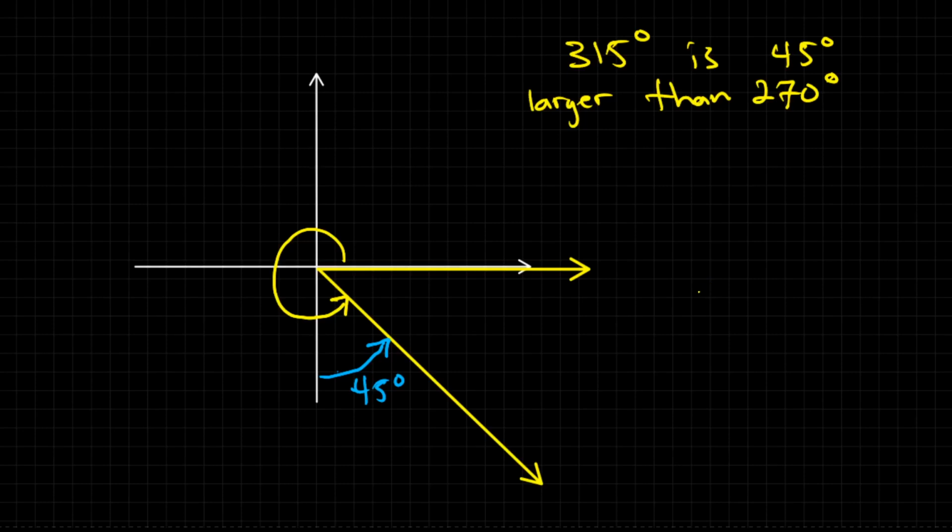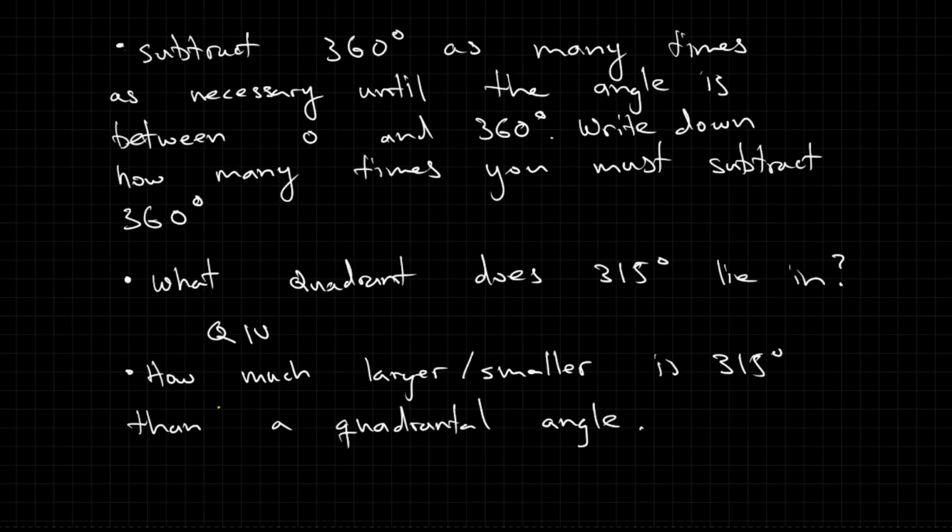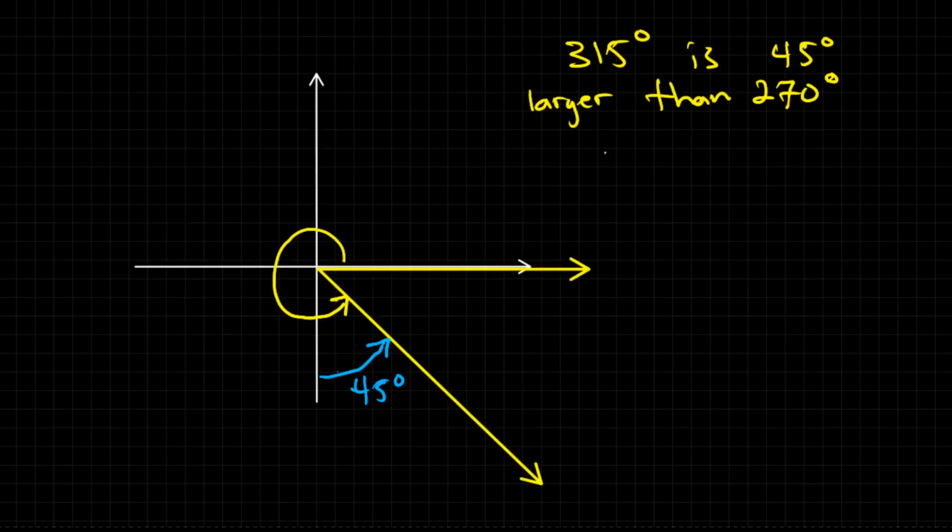So now that we've done this, if you go back to the last step, it says to answer the question how much larger or smaller is 315 than a quadrantal angle. And we figured out how much larger it was than the quadrantal angle 270 degrees. But you could just as well figure out how much smaller it is than the other quadrantal angle in quadrant 4, 360 degrees. So the conclusion that you would come to is very similar.